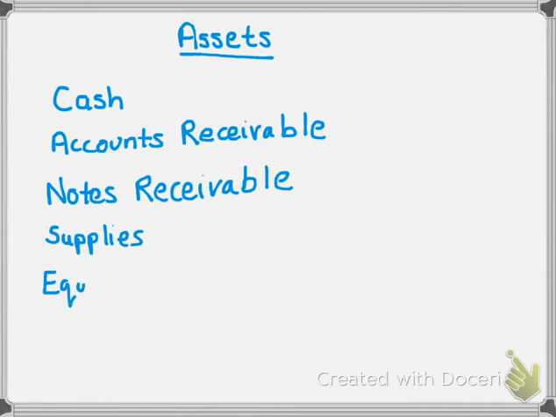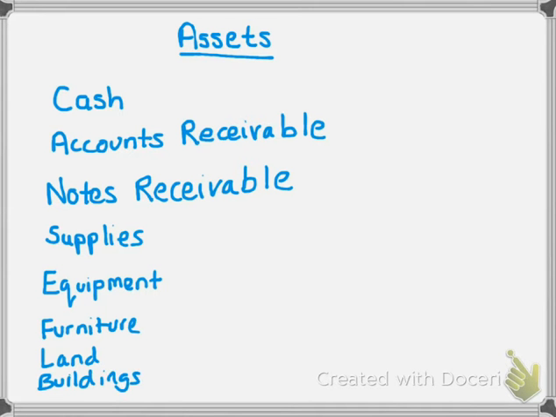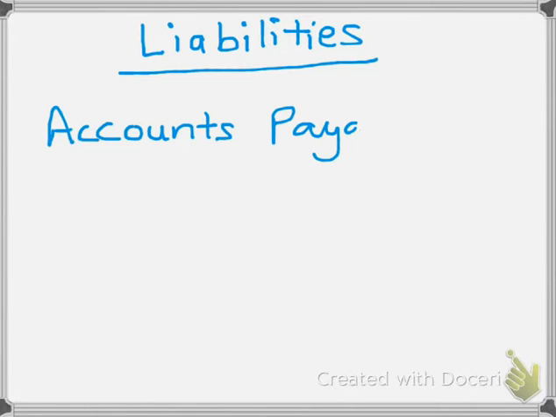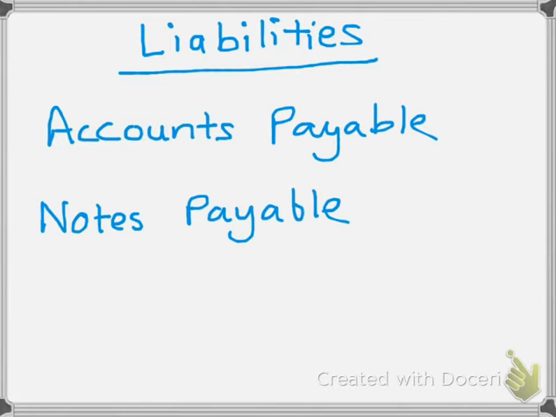Then we have things like equipment and furniture. We have land and buildings, vehicles, a lot of things that companies own. All these are assets of the company. Next, let's talk about liabilities. Liabilities, remember, are debts of the company. We're only going to talk about two types of liabilities, accounts payable and notes payable.